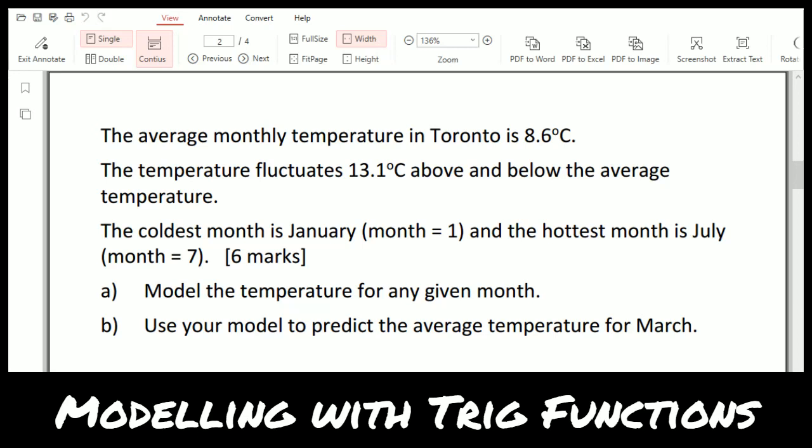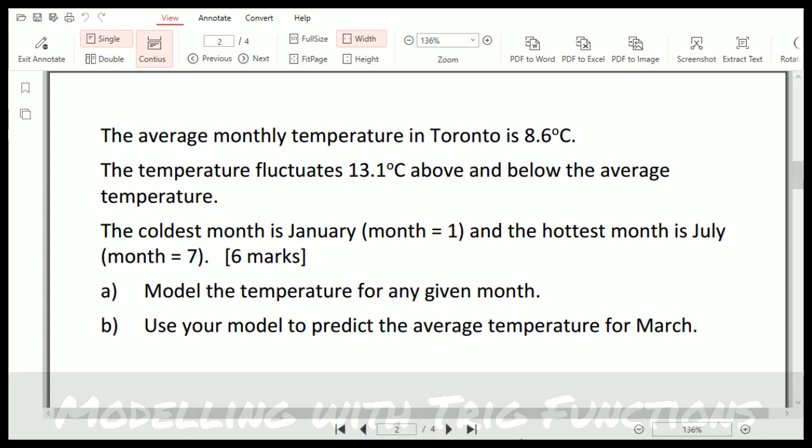Today we're going to model trig functions, and we're going to use them to find the temperature fluctuations throughout the year in Toronto, Ontario. So the information we're given is that the average monthly temperature in Toronto is 8.6 degrees Celsius, and that if we look at the average temperature for each month throughout the year, it fluctuates to a maximum of 13.1 degrees above the 8.6, and it fluctuates down to a minimum of 13.1 degrees below the 8.6.